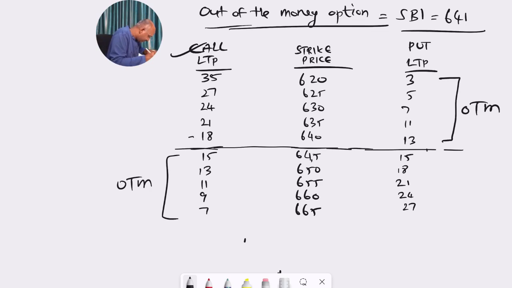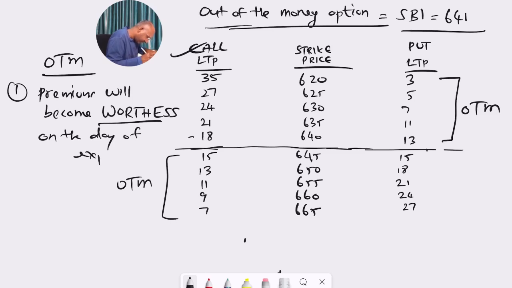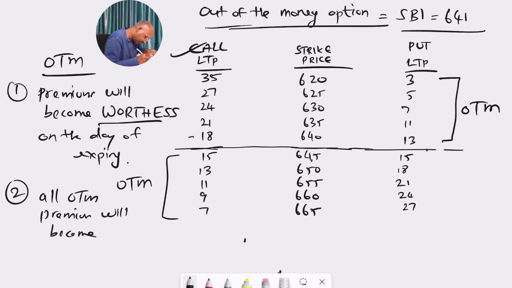Now very important, out of the money premiums will become worthless on the day of expiry, which means all OTM premiums will become zero on the day of expiry. Very important, because it has only the extrinsic value, it has no profits built into it. So that is why all the premiums in out of the money will become zero on the day of expiry.